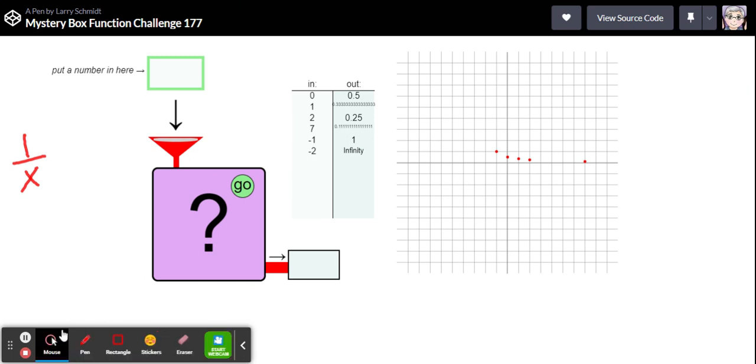Let's try some more negative numbers. How about a -3? So that gives us -1. Okay, so now we're down in the third quadrant. How about a -4? Okay. How about a -5? Now we're starting to see the same numbers but negative down here.